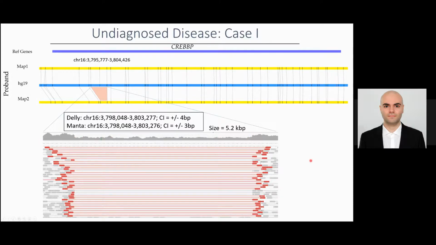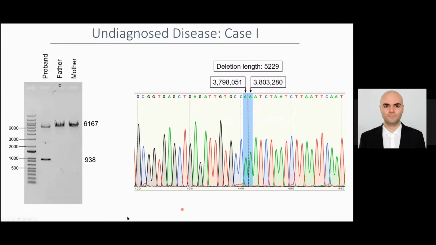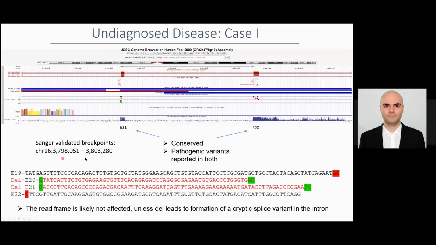This helped us to find the breakpoints for PCR validation, and we generated some primers for validation. We did the proband, father, and mother with PCRs, and we amplified an approximately 1 kilobase pair band. We did Sanger sequencing, and we were able to find the exact breakpoints for this deletion, which are highlighted here, on chromosome 16.